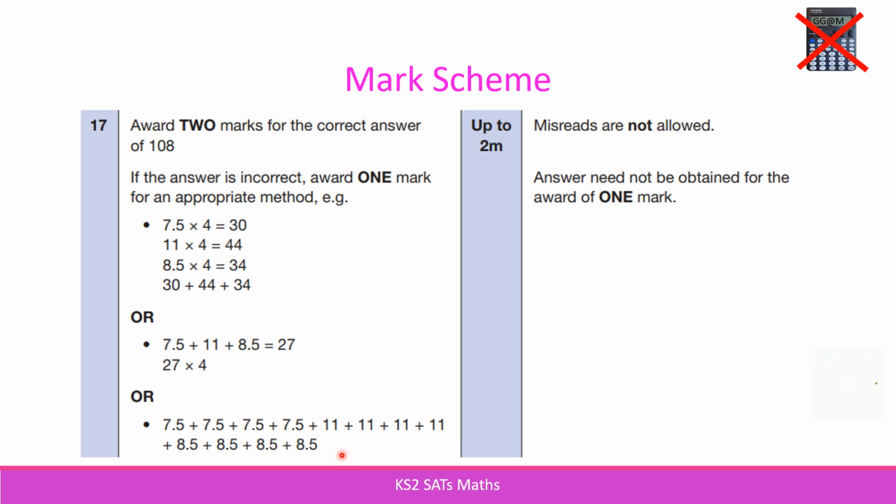All of these answers are a valid method. Showing any of these methods will give you 1 mark. Getting the correct answer of 108 will give you the second mark. So 2M means 2 method marks, and it says 2 marks here.